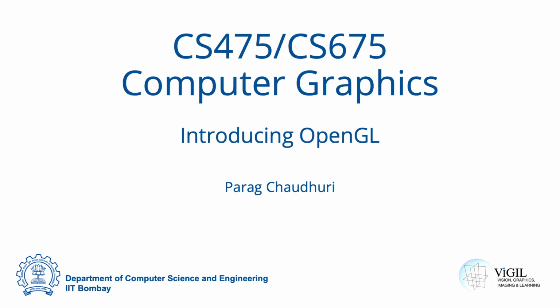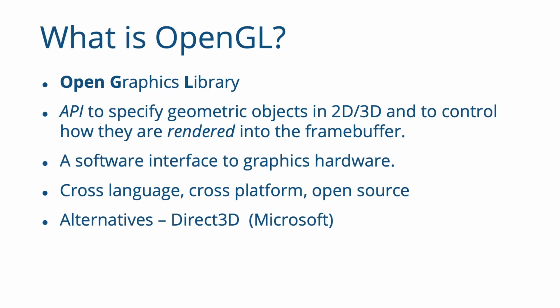So we are going to start talking about the primary API that we are going to use to program computer graphics in the course. So what is OpenGL? OpenGL is an acronym for the Open Graphics Library. It is an API that is used to specify geometric objects in 2D and 3D and to control how they are drawn into the frame buffer. So we will see more details about OpenGL as we see more examples of OpenGL during the course.